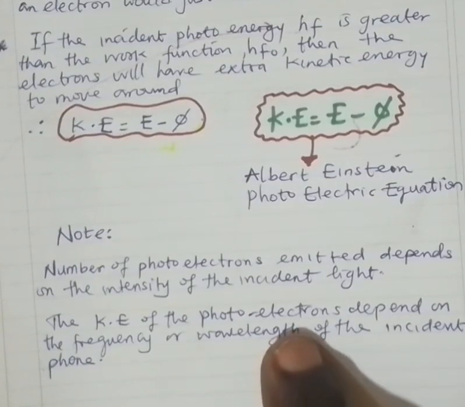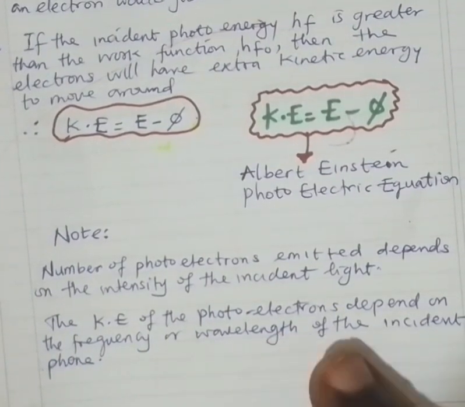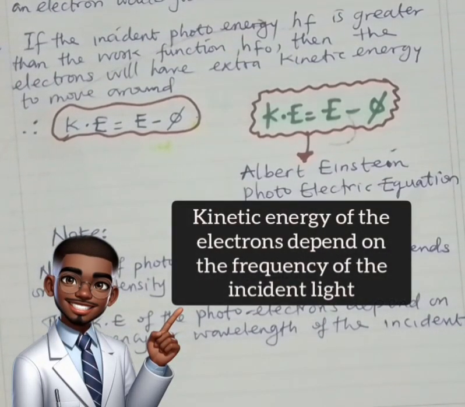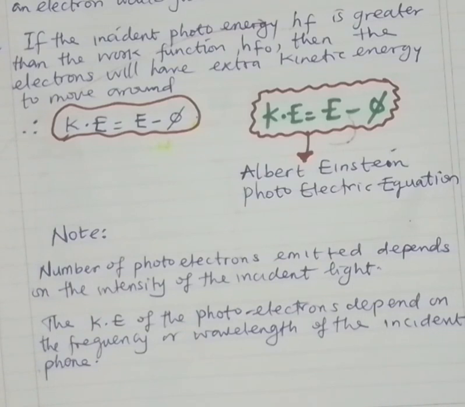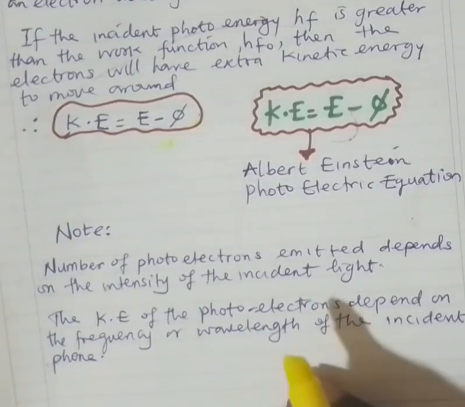Then the kinetic energy of the photoelectrons that will be emitted from the surface of the material depends on the frequency of the incident light. It doesn't depend on the intensity of the light. It depends on the frequency. And you know that frequency also depends on wavelength. So the kinetic energy of the photoelectron depends on the frequency or the wavelength of the incident light.